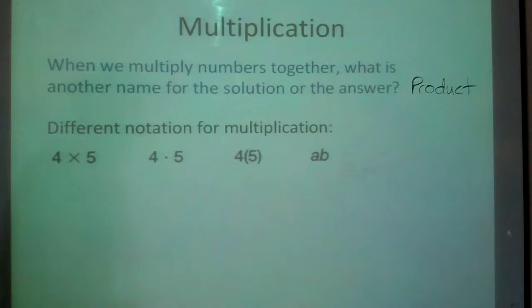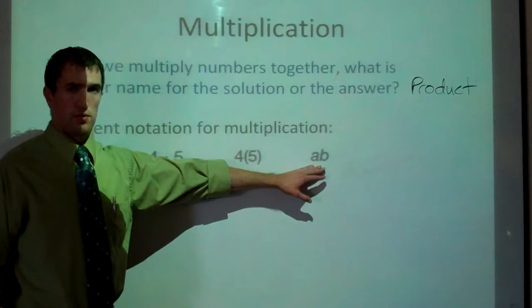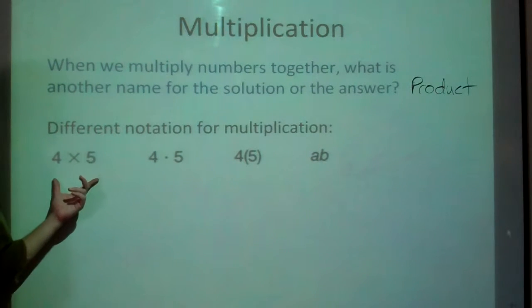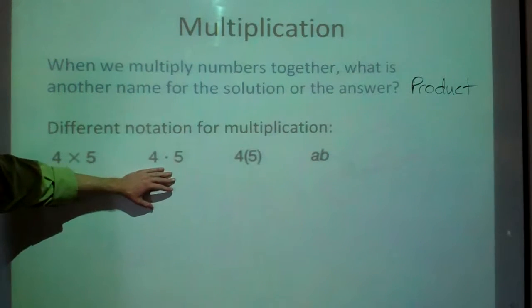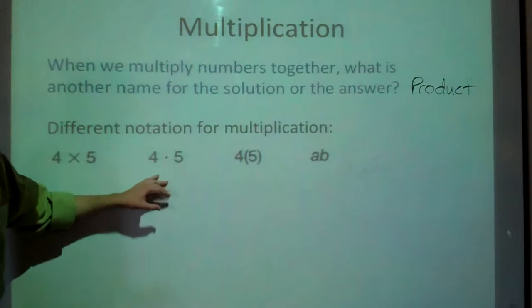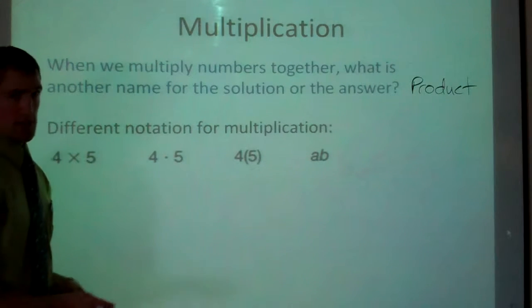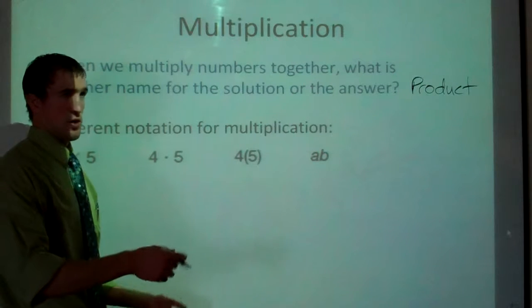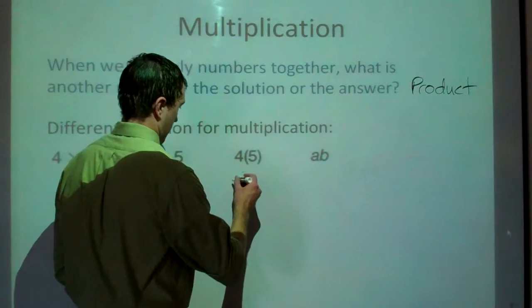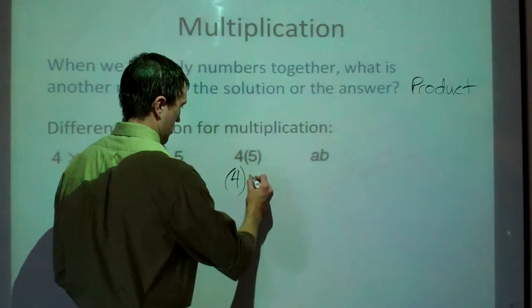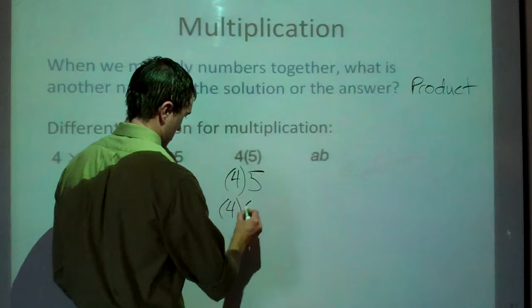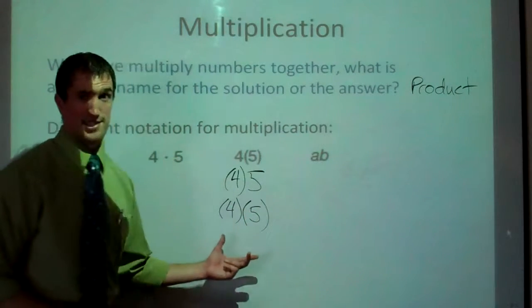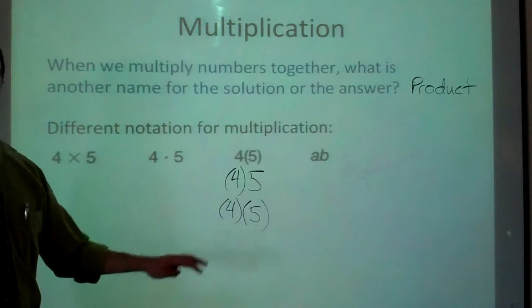These are all examples of different ways to multiply 4 and 5 together, with the exception of this one. This is the regular standard form, 4 times 5. This also means 4 times 5, with a little dot. And if we have parentheses, that is also 4 times 5. Now, these would also be multiplications. The parentheses could have been here. That's the same thing. That's the same thing too. All of these things mean multiply.